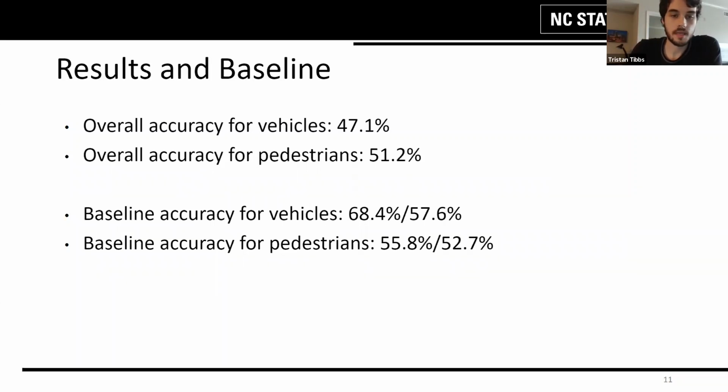This is compared to our baseline, which are the results published in the Waymo dataset, which is 68.4%/57.6% for vehicles and 55.8%/52.7% for pedestrians. The difference between the slash are those level 1 and level 2 labels. Level 1 are considered hard to predict, whilst level 2 are considered harder to predict. Since we do not differentiate based on the labels, our results are more comparable to the level 2 labels, which are cumulative and include level 1 labels.